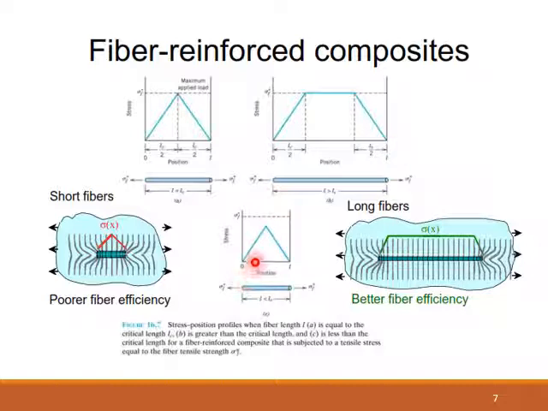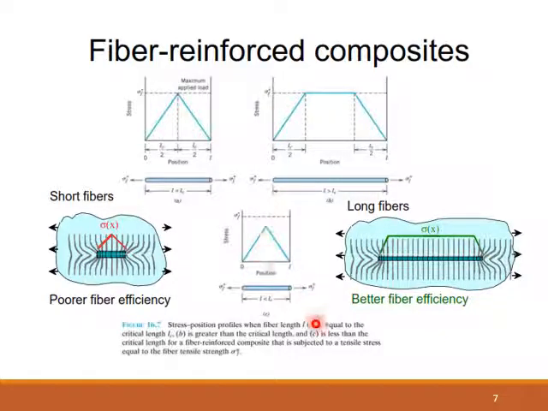But if you now decide to make the fiber length less than the critical length, then you will not even have optimum usage of the fiber. It means that the stress that will fail the fiber will be less than the strength of the fiber itself.